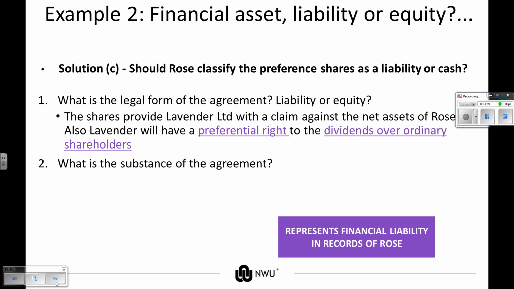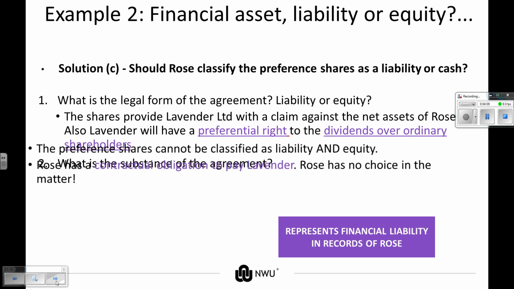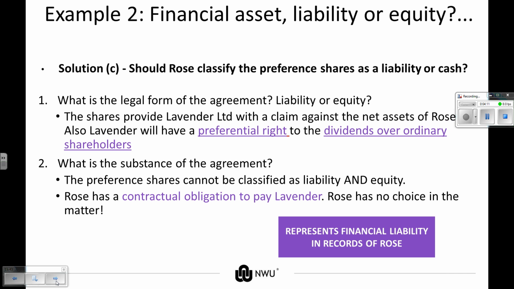Also, Lavender will have a preferential right to the dividends over the ordinary shareholders. Remember, this is preference dividends. It is not ordinary dividends. However, we look at substance over legal form. So the substance is that the preference shares cannot be classified as equity, but as a liability. Rose has a contractual obligation to pay Lavender. Remember, they do not have that unconditional right to avoid payment. So therefore, this will be a financial liability in the records of Rose.